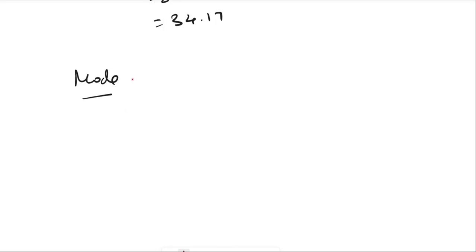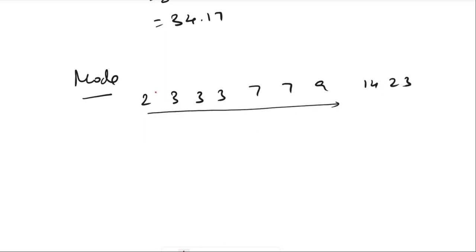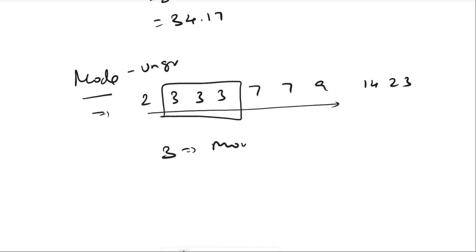When we go towards ungrouped data, kindly specify this as your data. Here in this data, we are under ungrouped data. You can identify that the highest frequency term in this data set is 3. So this is what occurred the most in this ungrouped data, so 3 would be the mode.